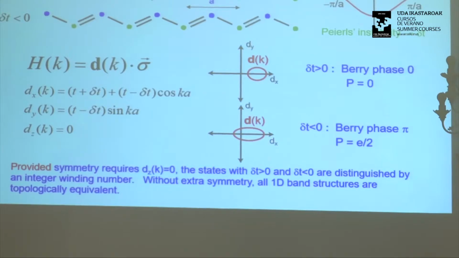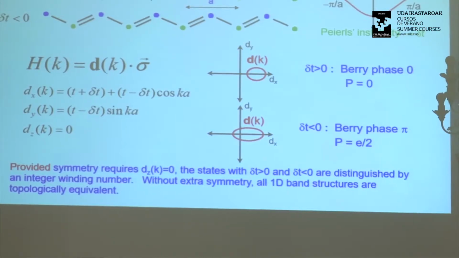And that's symmetry. Provided there is some symmetry that requires that dz is equal to 0, then the states with positive and negative dimerizations are distinguished by an integer winding number. Without some extra symmetry, all one-dimensional insulators are the same. So there's no topology in one dimension unless you have some extra symmetry.